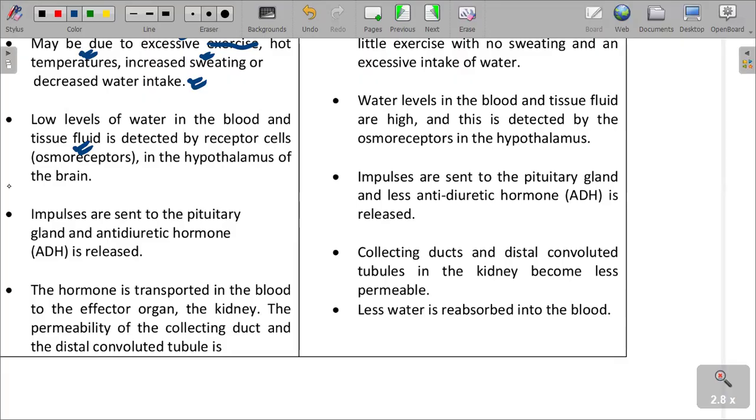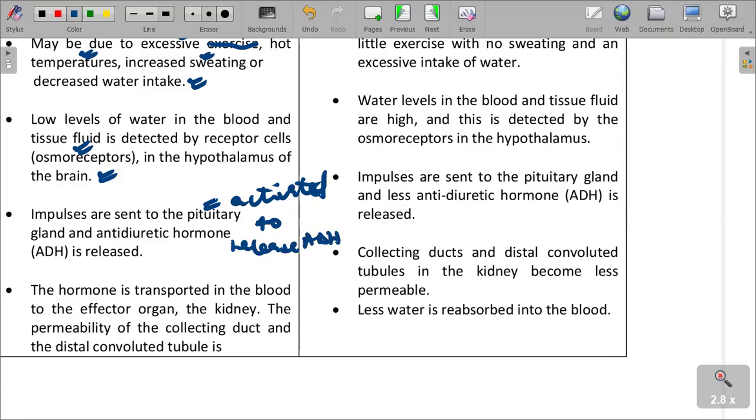The osmoreceptors in the hypothalamus of the brain actually identify low levels of water in the blood and tissue fluid, so that impulses are sent to the pituitary gland and the antidiuretic hormone is released. So what happens is that the pituitary gland is activated to release what? ADH. It is activated to release ADH.